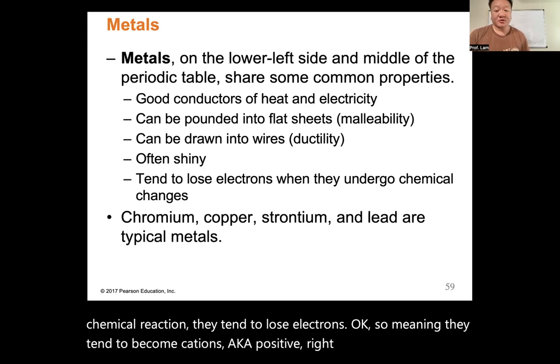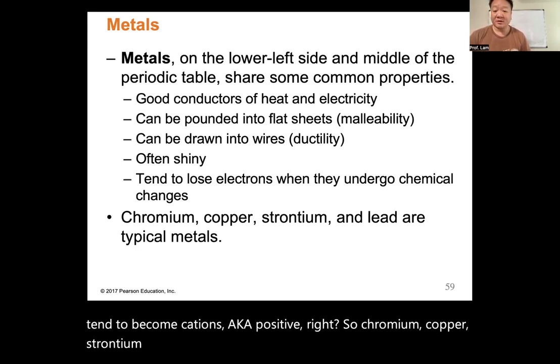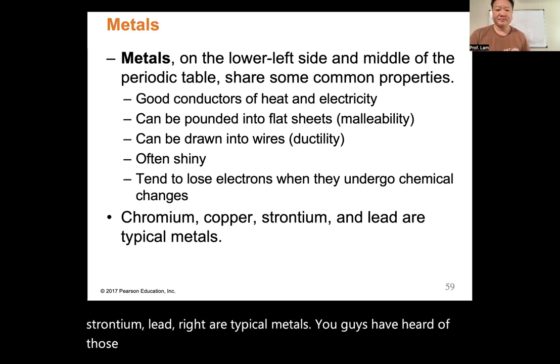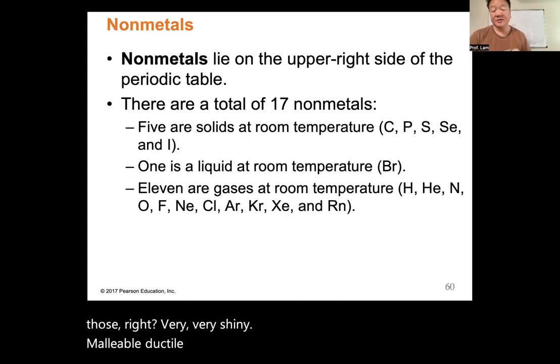So chromium, copper, strontium, lead, right, are typical metals. You guys have heard of those, right? Very, very shiny, malleable, ductile, right? And tend to lose electrons.